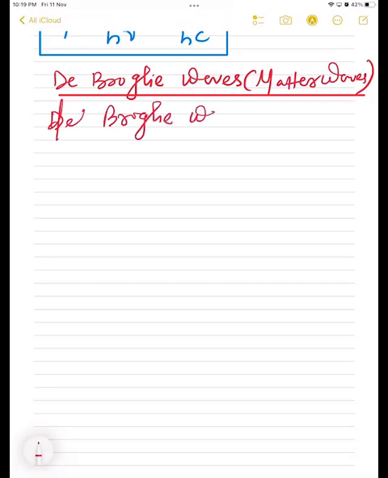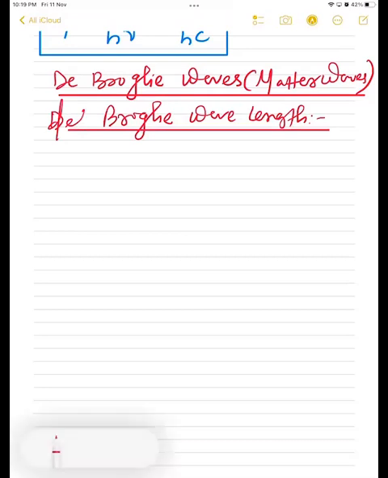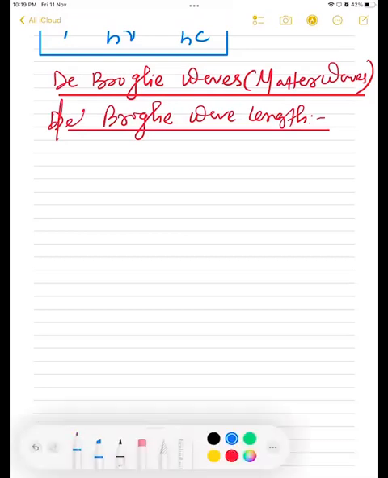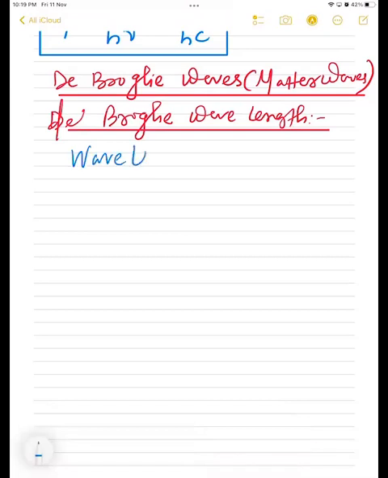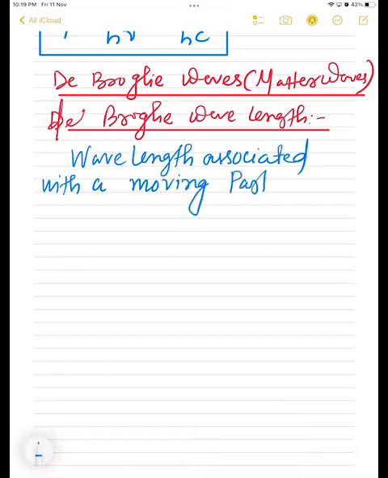de Broglie wavelength, right? ये लिख सकते हैं, de Broglie wavelength क्या है? Now wavelength associated with a moving particle is related to its momentum, right?